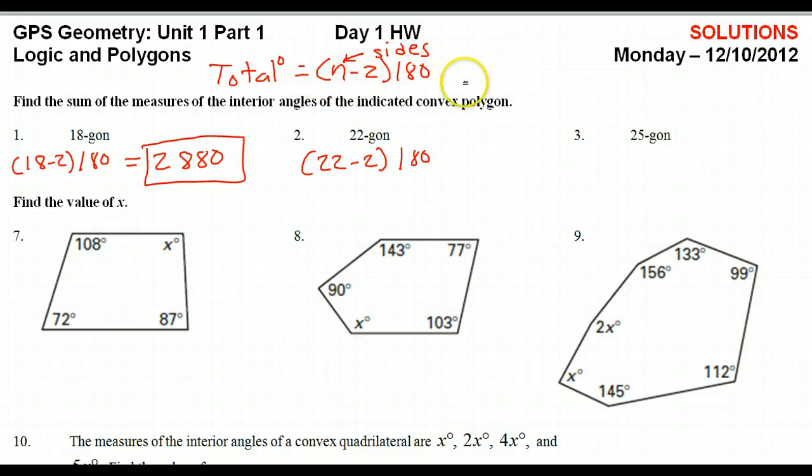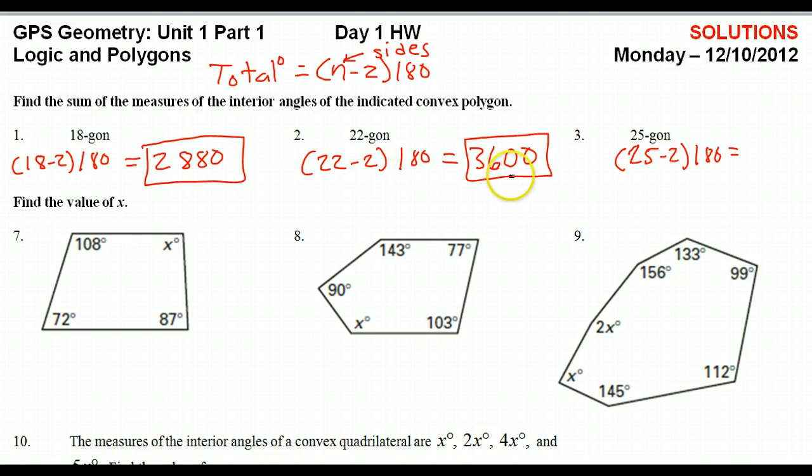And most of it traces back to this formula right here. The total degrees of any polygon is equal to the number of sides minus 2 times 180, or n minus 2 times 180. So an 18-gon has 18 sides, so that would be 18 minus 2 times 180, which is 2,880. A 22-gon, that's 22 sides, so 22 minus 2 times 180. Well, that's 3,600. And a 25-gon, that's 25 minus 2 times 180. Well, that is 4,140. Alright, so that's the total number of degrees in each case.